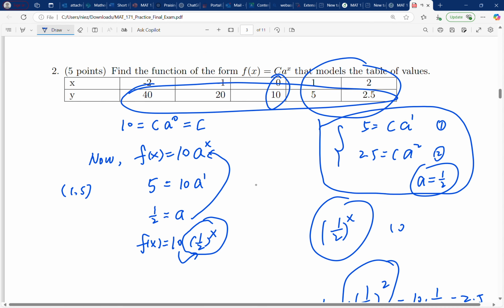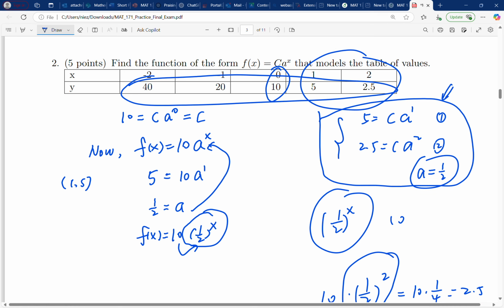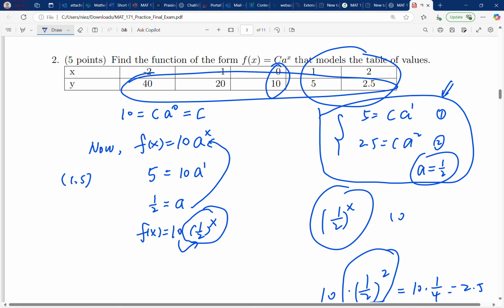But for this one, since we learned systems of equations, you can just set up a system of equations all the way through: use the point (0, 10) to find c, then use another point to find a, which is just linear. Just do the linear equations. Good.